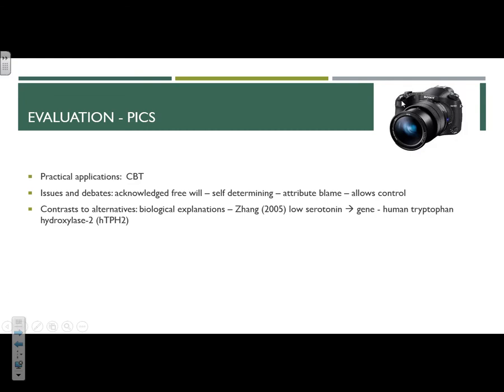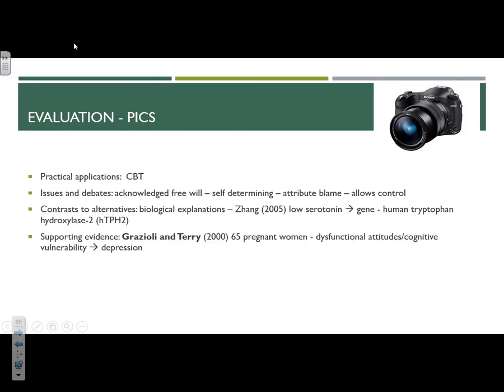And of course, if there are other explanations that can explain it equally effectively, then that suggests the cognitive approach cannot explain why there's a biological element, because it's not about people's biology, it's about our thought processes, and that obviously has an impact on the validity. Bearing in mind every single one of these evaluation points needs to be linked back to validity. Okay. And finally, supporting evidence.